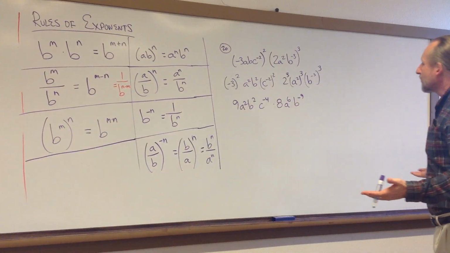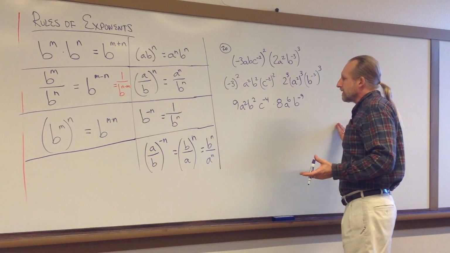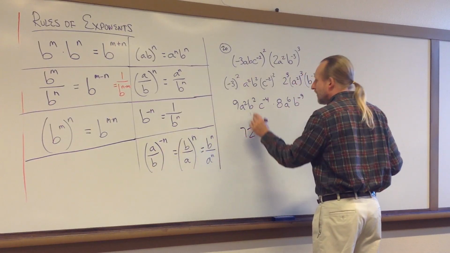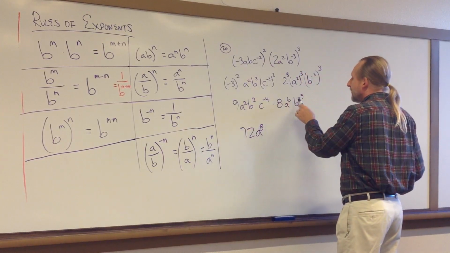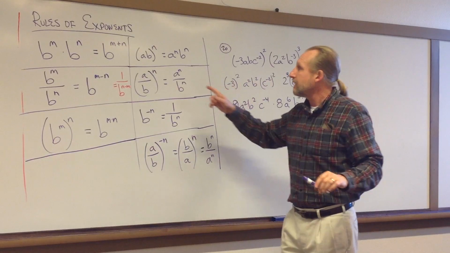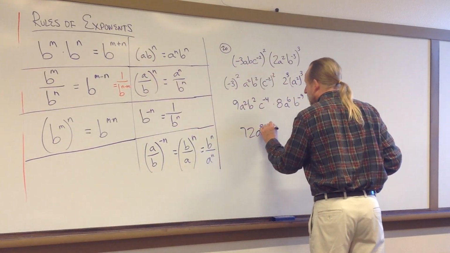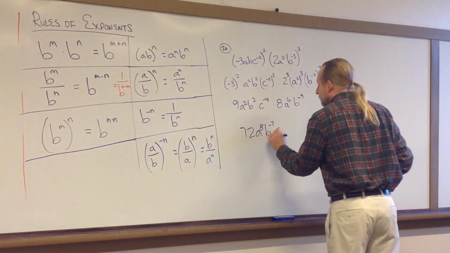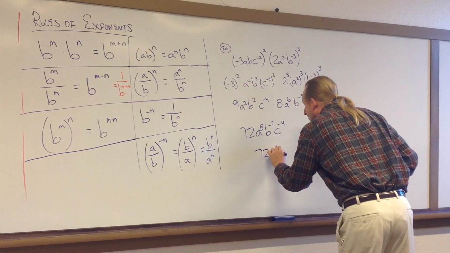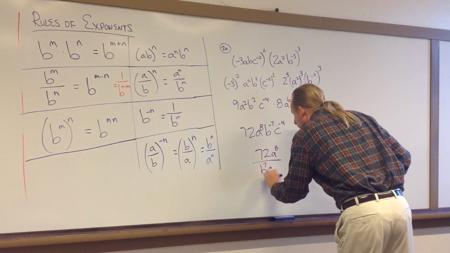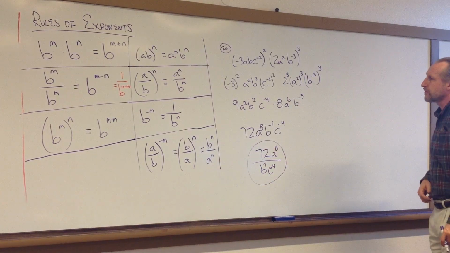Now, again, you've got some choices. One thing you can do is just to multiply this all together. So we'll have 72, a squared and a to the 6th makes a to the 8th power. B squared and b to the negative 9, 2 and negative 9 make negative 7. And then c to the minus 4th. And then we'll move those negative exponents to the denominator. And there it is, 72, a to the 8th over b to the 7th, c to the 4th.